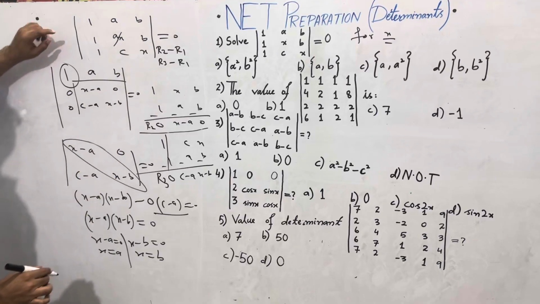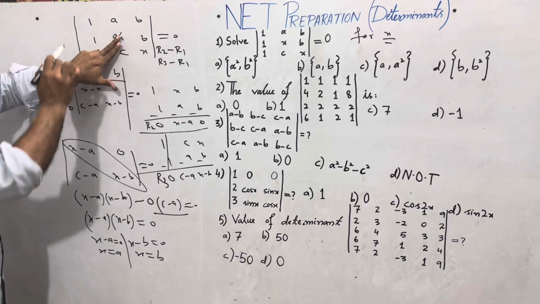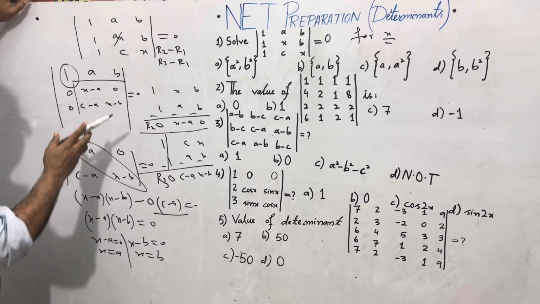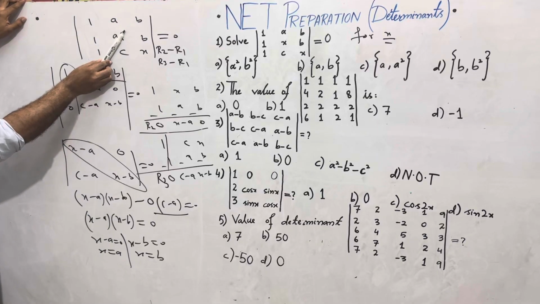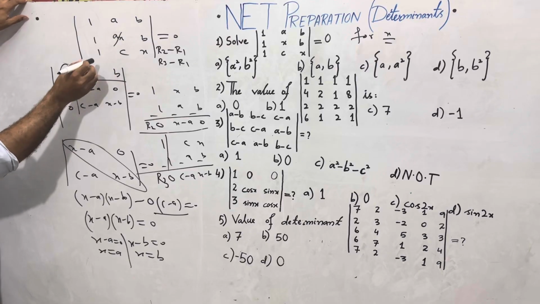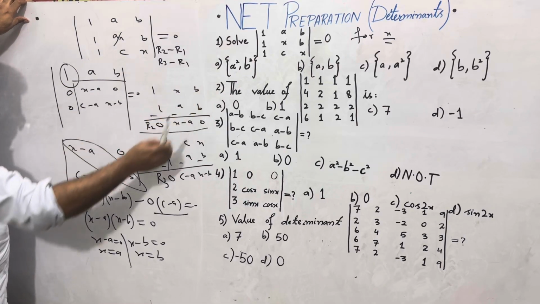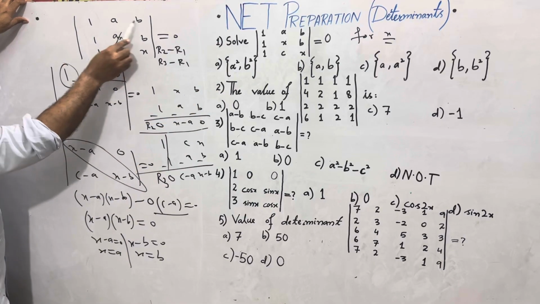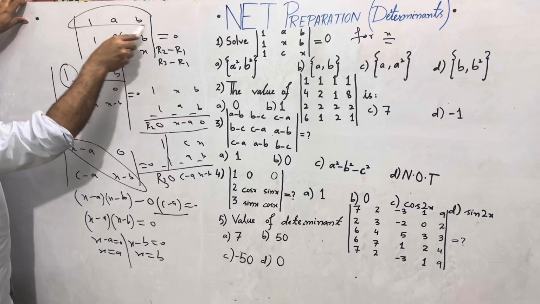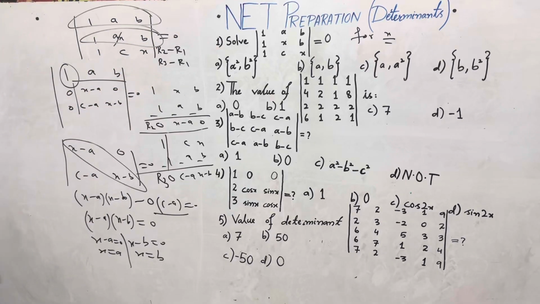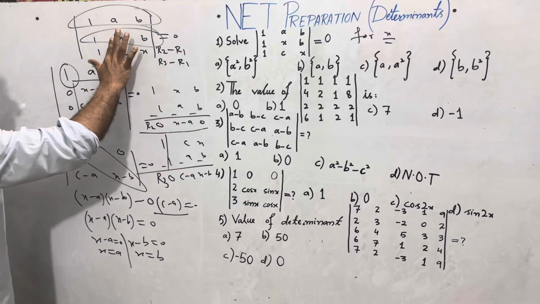Then look at this: 1, a, b. Row 2 and row 3 are identical. If I plug in the value of x as a from the options, we have 1, a, b twice. Two rows are identical, so the value of the determinant is 0. We have verified the first value.